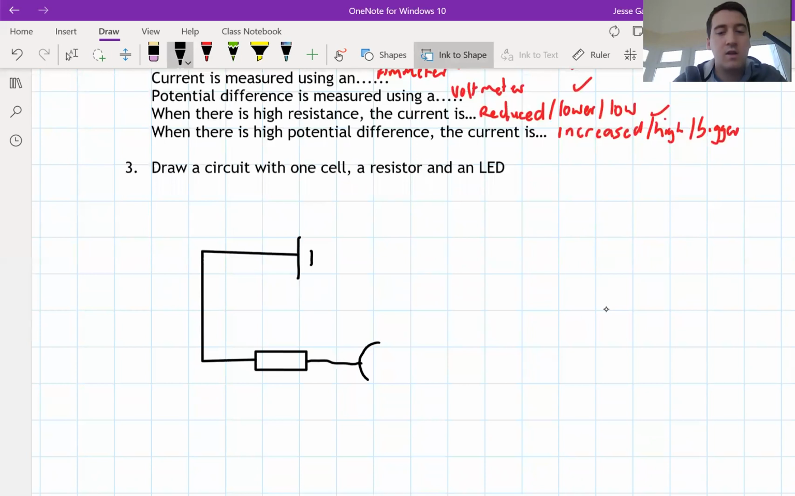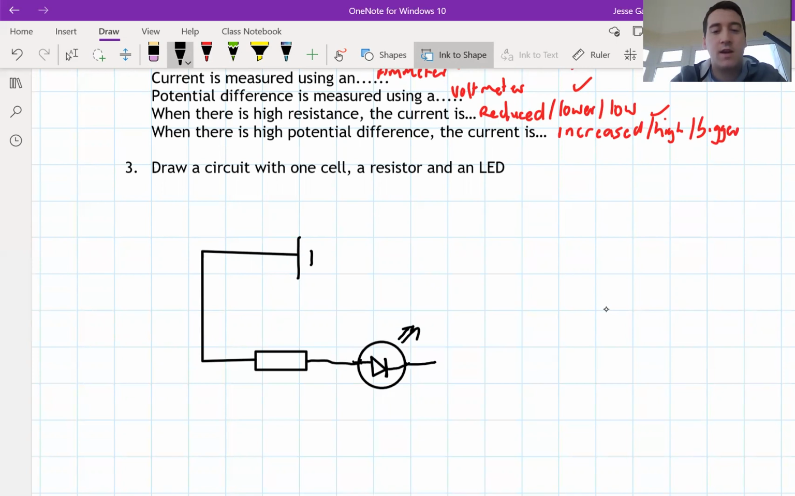So we've got a circle. For an LED, I've got the diode sign, so the triangle with the line or the terminal at the end of the point of the triangle like that. And then I have 2 arrows coming out at the top right hand corner. This shows me light, because this is a light emitting diode. So remember that this is a diode.